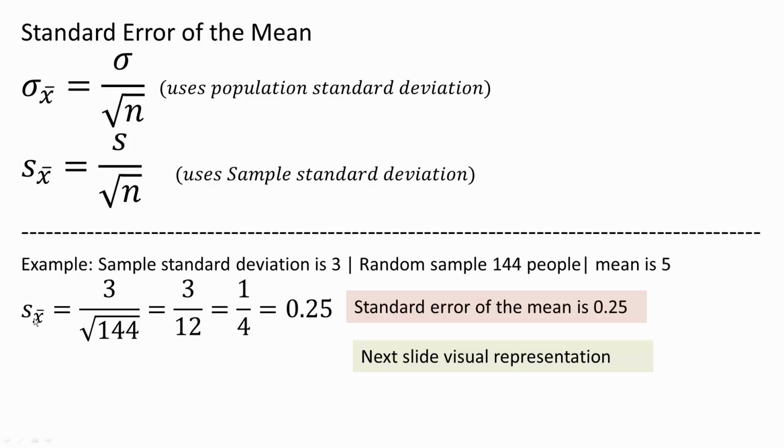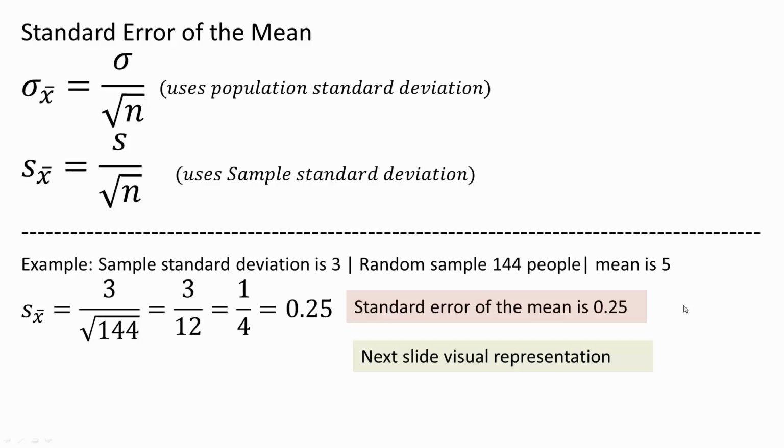So we will say that the standard error of the mean is equal to the standard deviation, which here is 3, divided by the square root of the number of terms. We have 144 samples, so divided by the square root of 144. So we get 3 divided by 12, which is equal to 1/4, which is equal to 0.25. So the standard error of the mean is 0.25.